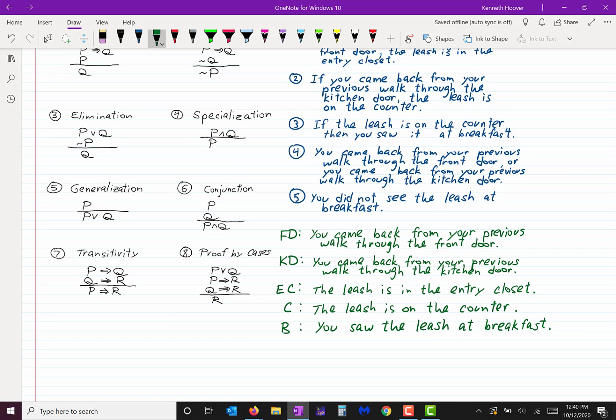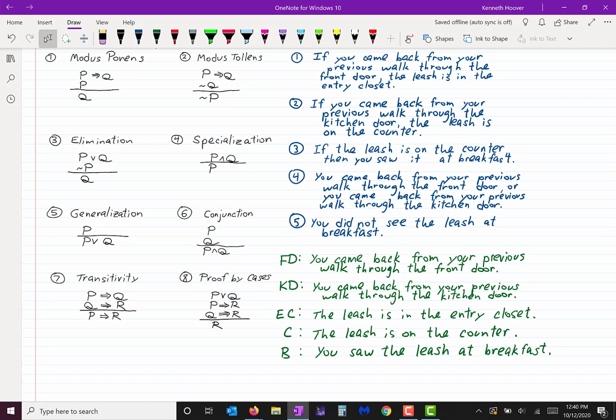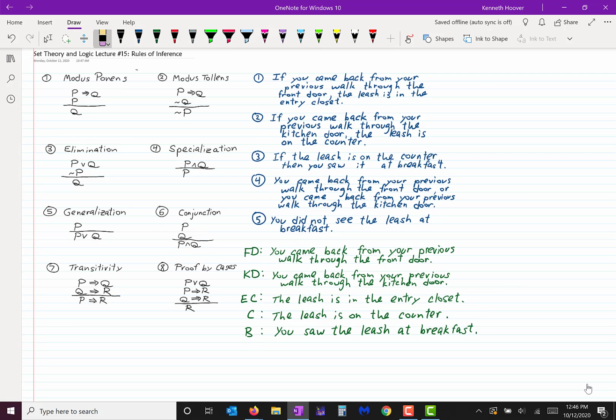Okay? So I think that you probably figured out where the leash is, that it's in the entry closet. Okay, let's work through a logical proof of that and point out the premises as we use them, and point out the rules of inference as we use them. Okay, so let me walk through this with you. The way that I would do it is not necessarily the only way, but here's how I would do it. So I would start by pointing out that KD implies C.